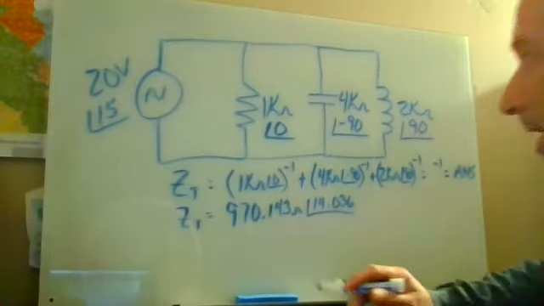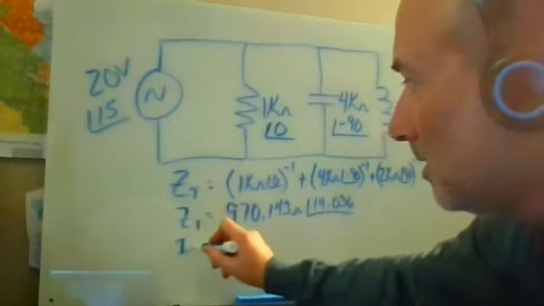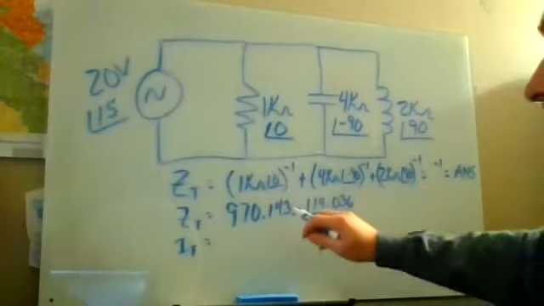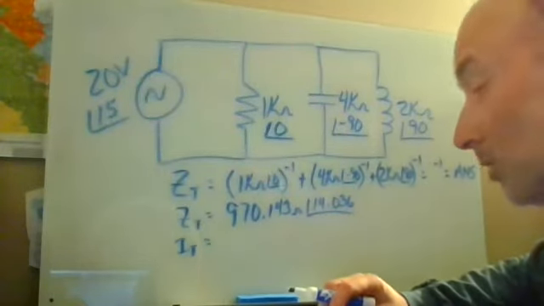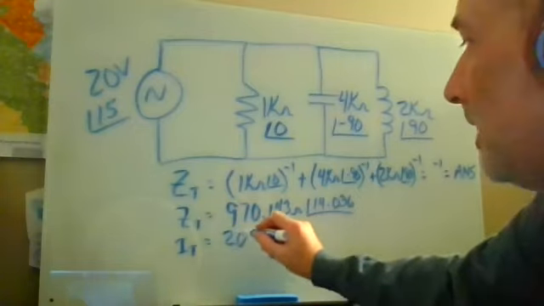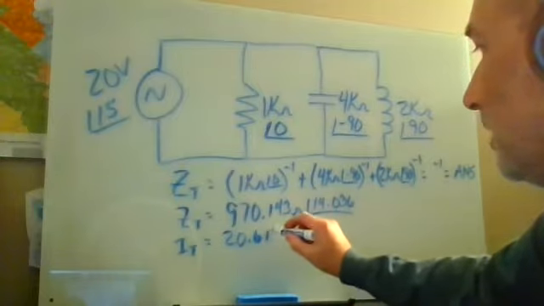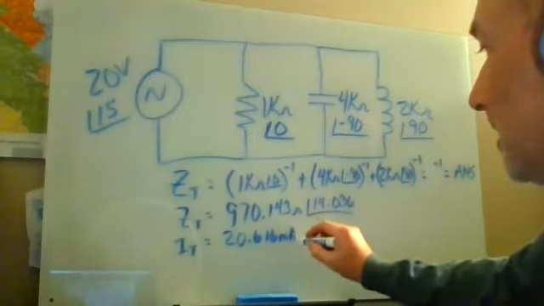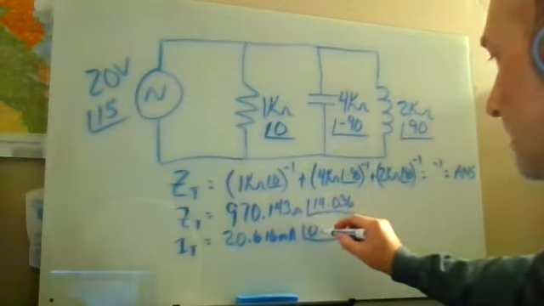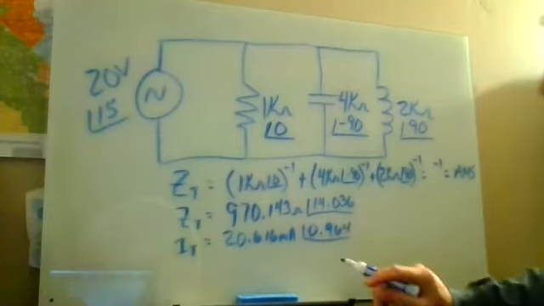And then once we get our Z total, we're going to find our I total. How do we find I total? We take our E total, we divide it by our Z total, and we're going to get I total, which on this one, if you guys do it, you should get 20.616 milliamps at an angle of 0.964.